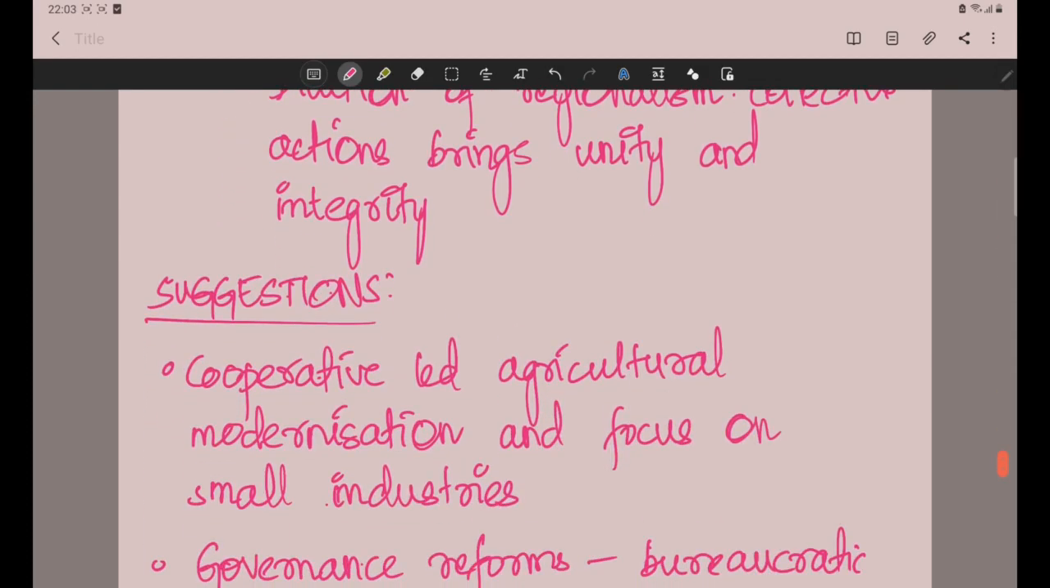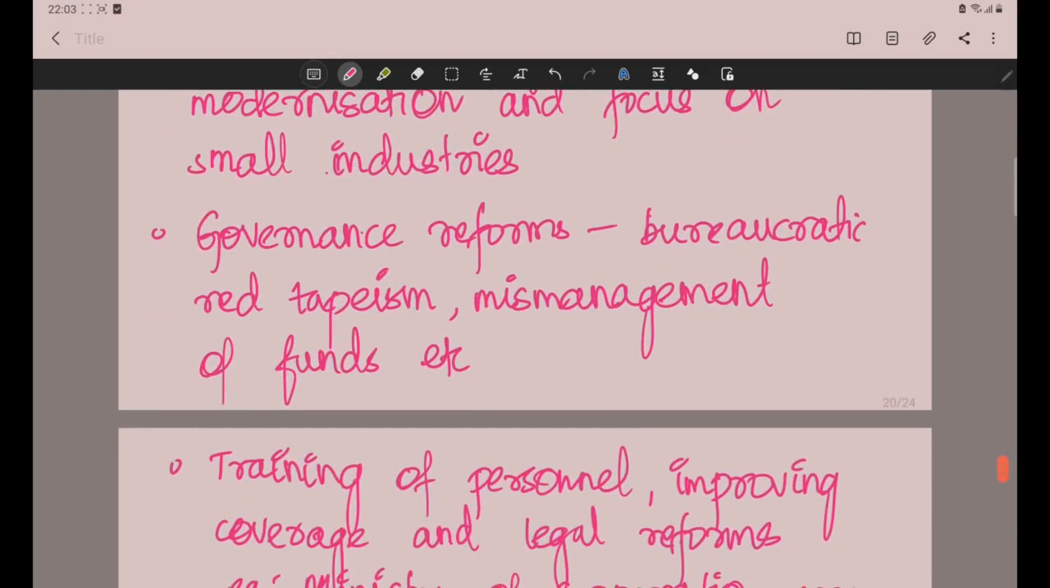So next thing is the suggestions or the way forward. What more can be done? So cooperative-led agricultural modernization and focus on small industries. This can be one step. Then next is bringing in governance reforms. So bureaucracy is still a hurdle because it is having this red tapeism and mismanagement of funds, and political interference is also there. So this can be tackled through taking adequate governance reforms.